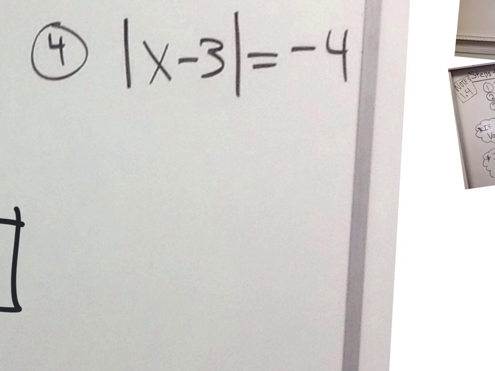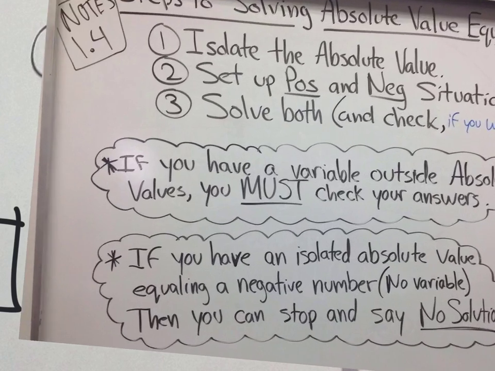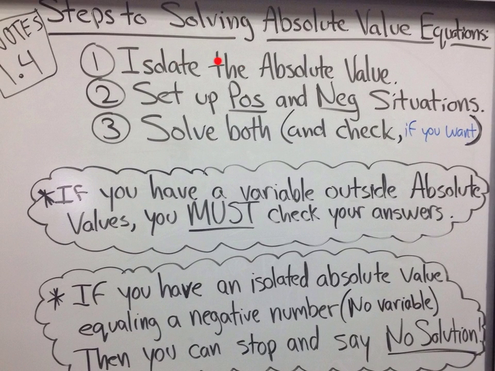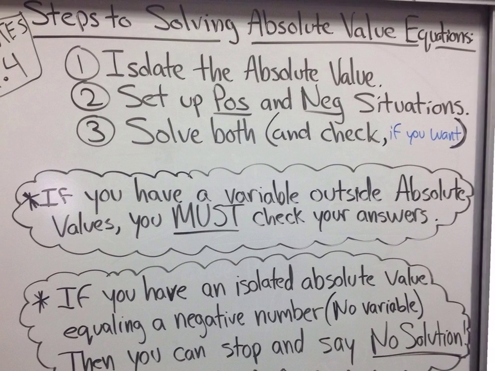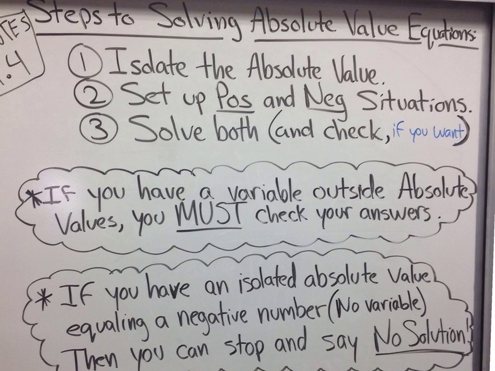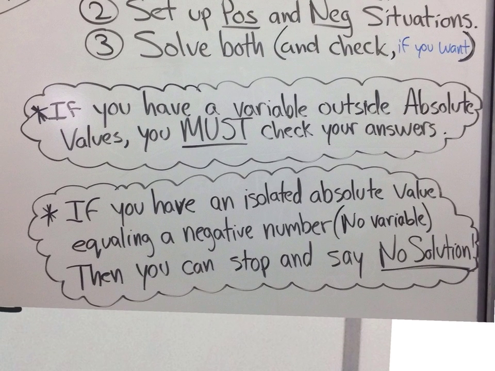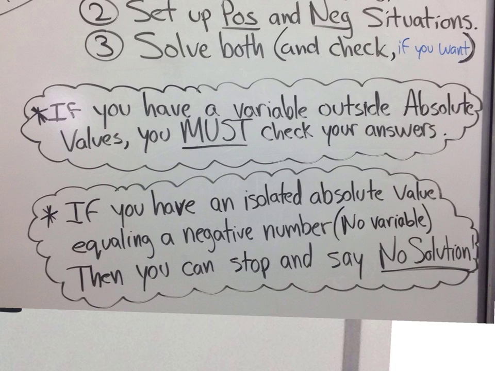You really want to see a question like this on the test, because when you take a look at the notes, step 1 is to isolate the absolute value, of course. And this one already has an absolute value isolated. There is nothing with the absolute value. So we move on to step 2. Here we go. Move on to step 2, which is set up your positive and negative situations. However, if we take a look down here at these extra notes, it says, and read this carefully, if you have an isolated absolute value, isolated means that the absolute value is by itself, which we do, equaling a negative number.